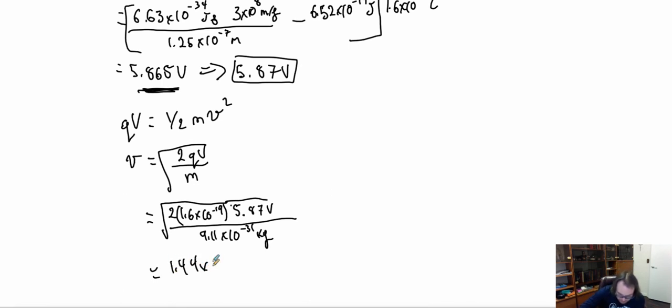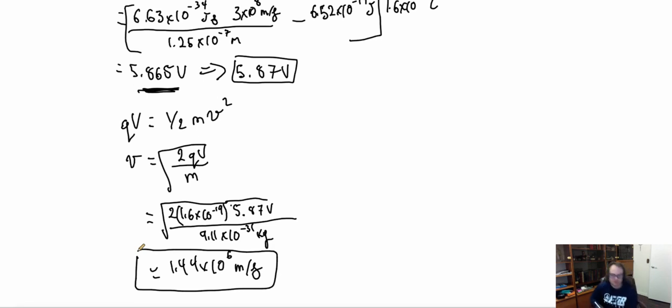1.44 times 10 to the 6 meters per second. And that is going to be the speed of the electron being emitted or released by the photon.